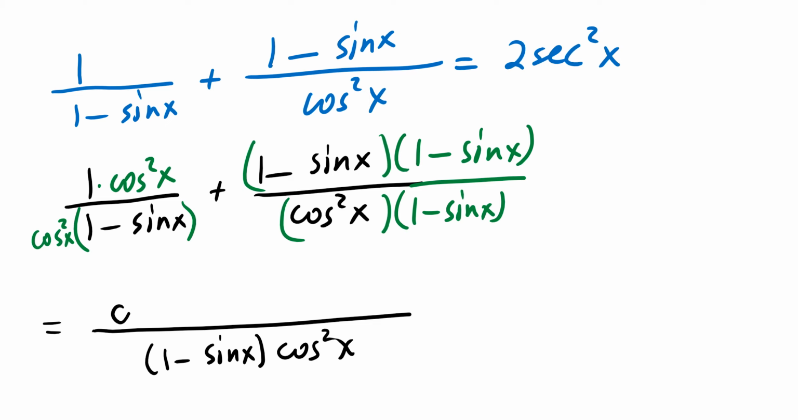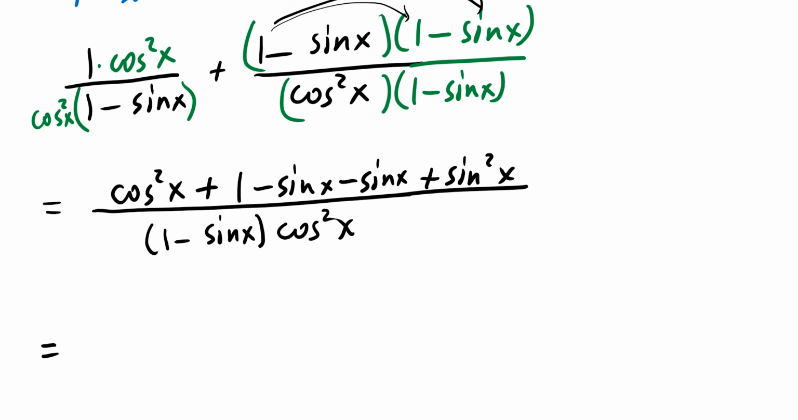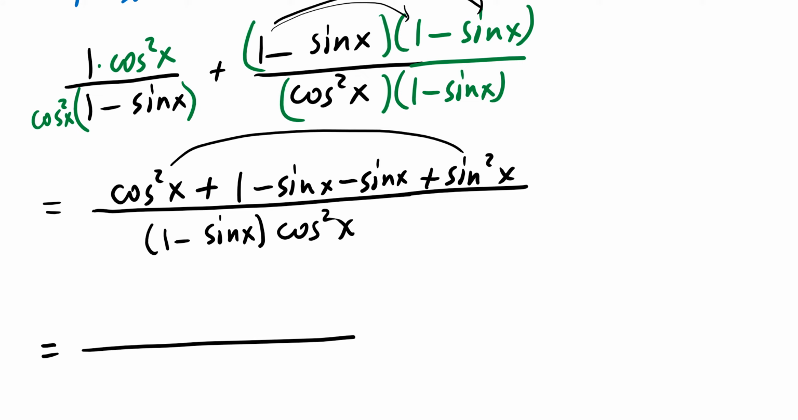Then on the top we get cosine square x plus, distribute this one, 1 times 1 is 1, 1 times sine x is sine x, sine times 1 is sine, and negative by negative is positive sine square x. Let's see what we get. The sine square plus cosine square is 1, plus another 1, that's a 2, minus 2 copies of sine x. And let's keep this the same.